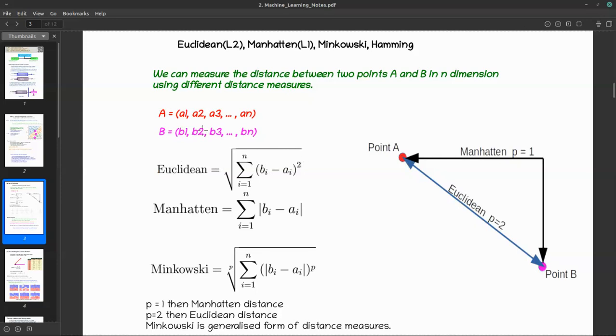Right, so b1 minus a1, b2 minus a2. You can even take a1 minus b1, a2 minus b2 because we are taking the square, right? So this order doesn't matter, right? a1 minus b1 or a2 minus b2, you can take.